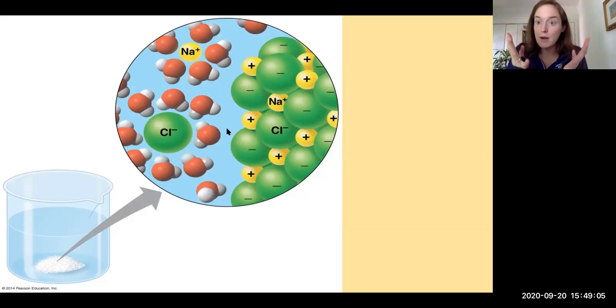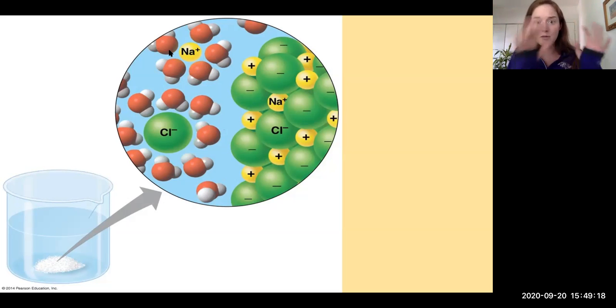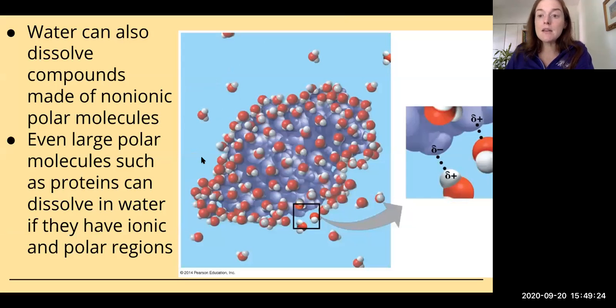You're surrounded by water. You've been dissolved. And the positively charged sodium up here is surrounded by the partially negatively charged oxygens. It's like, psh, you're dissolved from the crystal. Like you're waters now. Like you've been totally dissolved, right? So here's an example of what water does to ionic compounds. It can also do this even with large molecules that have some polar part to them.